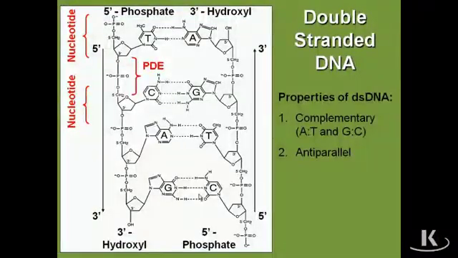So, what is a stronger bond? An AT bond or a GC bond? Well, it's going to take more energy to break the GC bond because there's 3 hydrogen bonds. It's going to take less energy to break the AT bonds because there's only 2 hydrogen bonds.